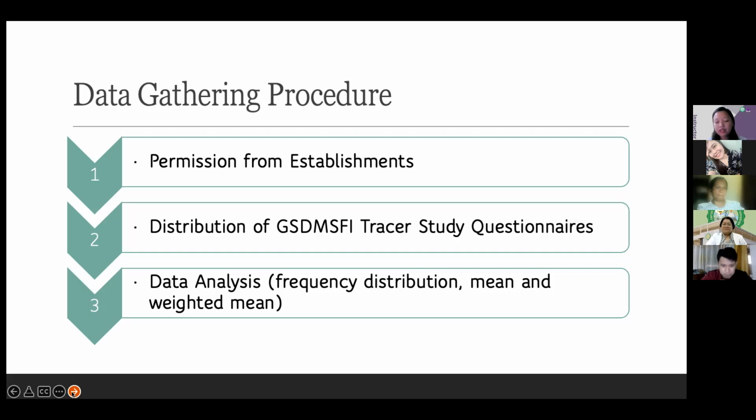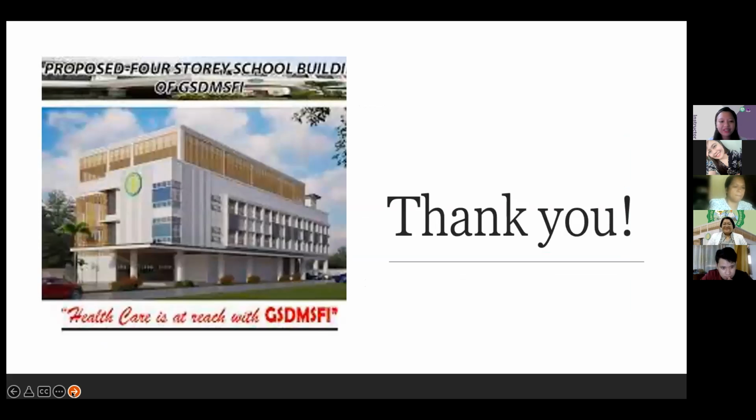The last one is the data analysis, in which we are going to compute for the frequency distribution, means, and weighted means, and later for the interpretation that could be used for our conclusion. And that's all this study is about, and thank you so much for your time, and we are ready to hear your suggestions and recommendations to our paper.